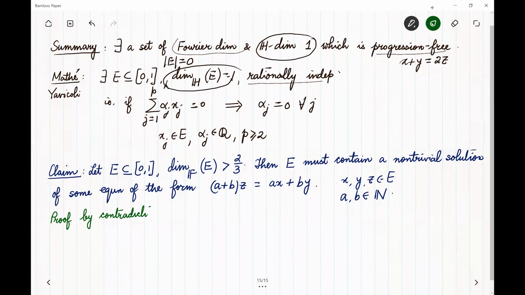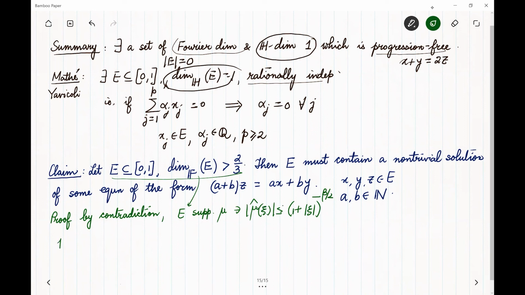So we are going to assume that E doesn't contain any such pattern, any non-trivial solution of an equation like this. But of course, its dimension is large, which means that E supports a probability measure with good Fourier decay. So E supports some measure mu such that mu hat of xi is less than 1 plus mod xi to the power of negative beta over 2. Okay, so now what do we do with this?